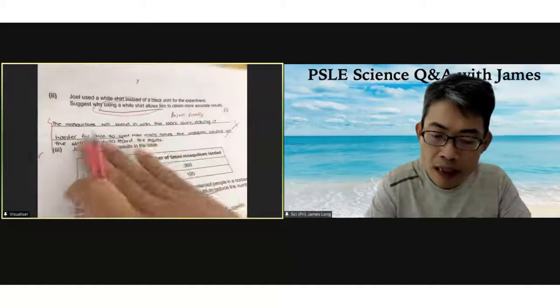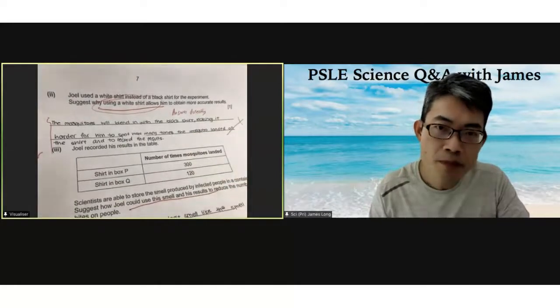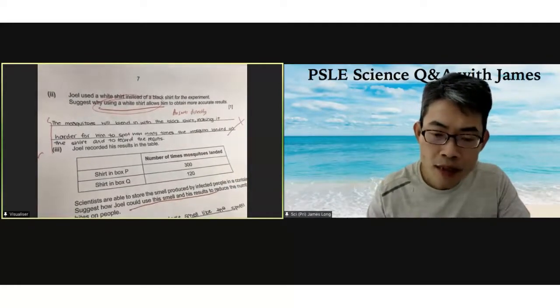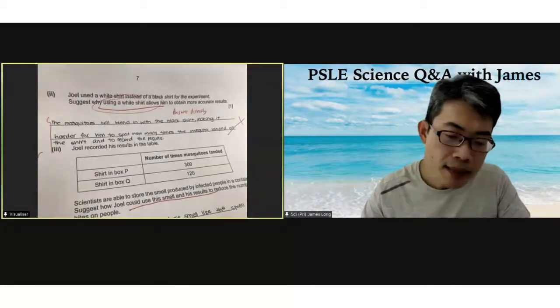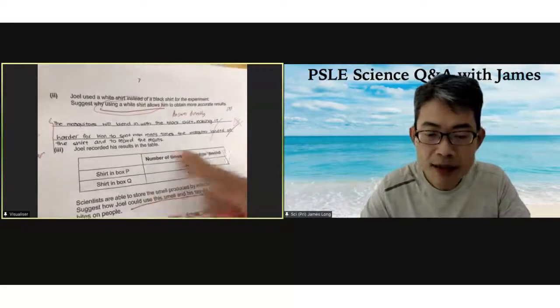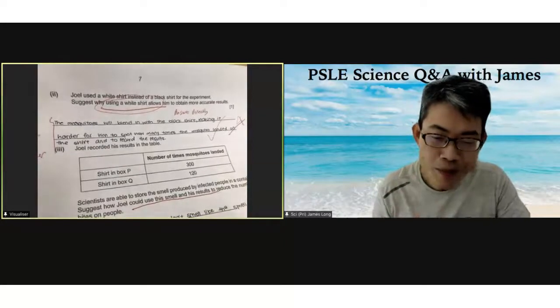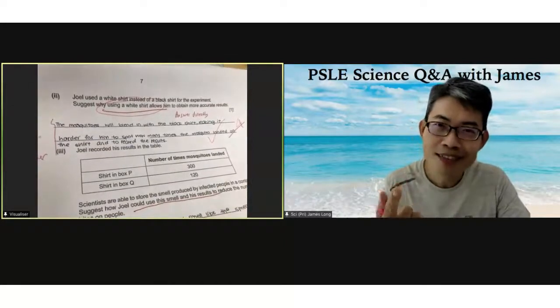So from this, I clearly can see this child understands the idea behind using a white shirt. So all I need to do now is to learn to answer directly. Okay? In the actual exam, I will try my very best to give you the mark, because it will make sense. You know why they shouldn't use a black shirt. So just tell me you should use a white shirt because it's easier to spot, easier to count.